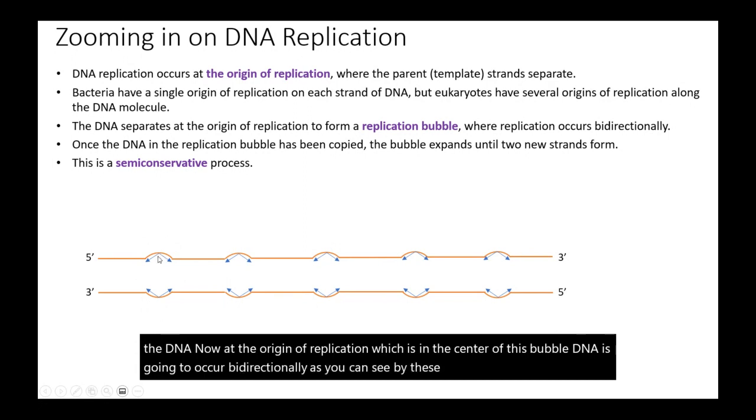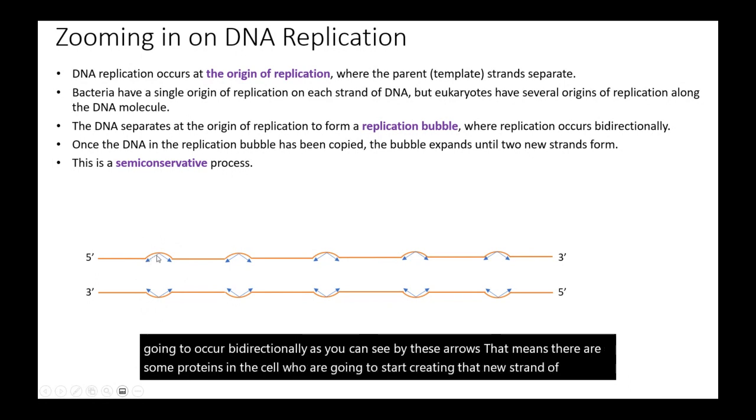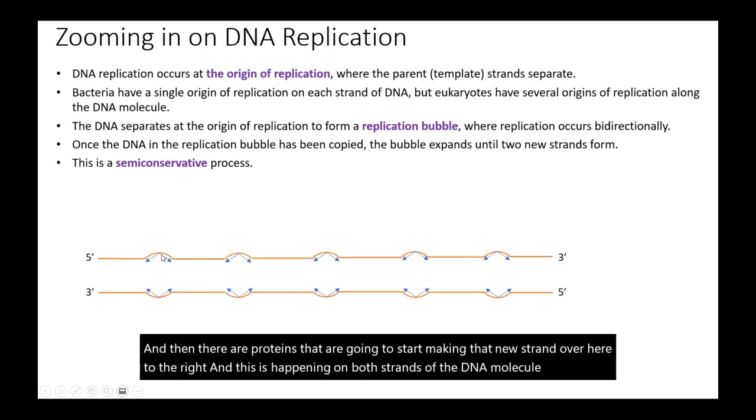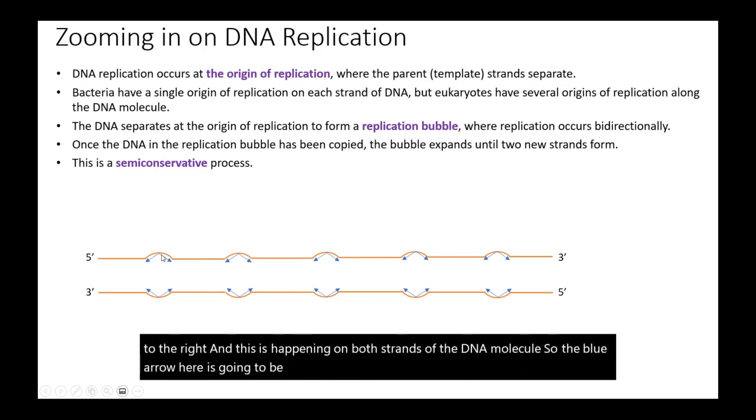That means there are some proteins in the cell that are going to start creating that new strand of nucleotides going off to the left. And then there are proteins that are going to start making that new strand over here to the right. This is happening on both strands of the DNA molecule. So the blue arrow here is going to be that new strand that's built by the cell that I showed you in the previous video.